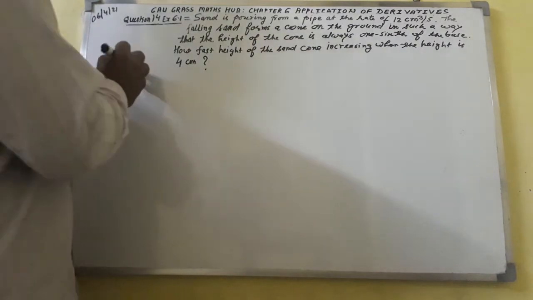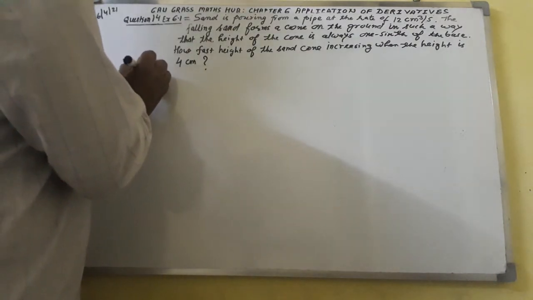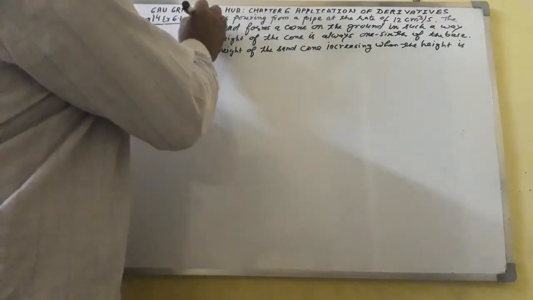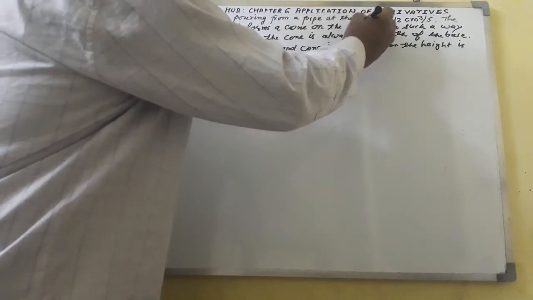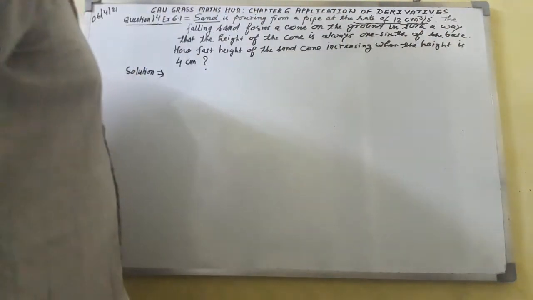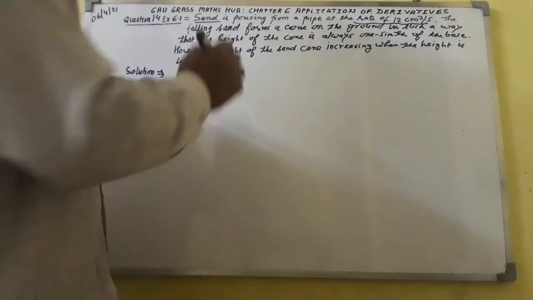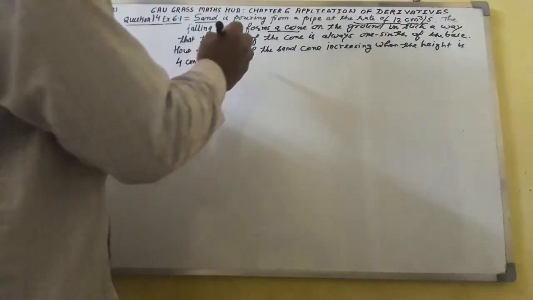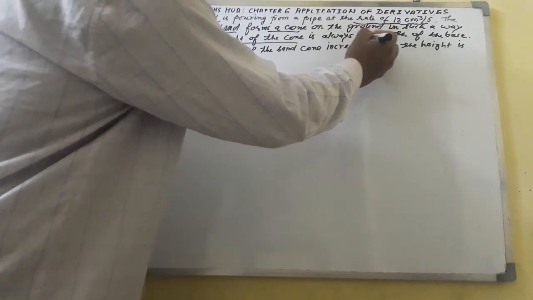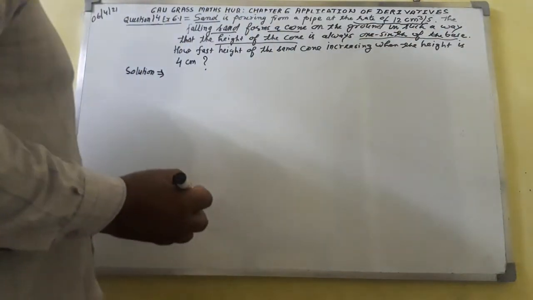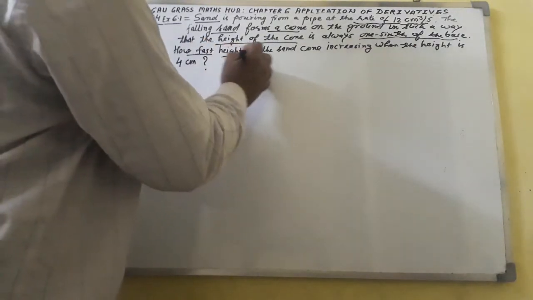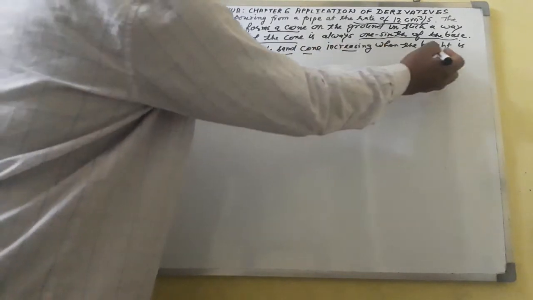Now come to the solution here. Sand is pouring from a pipe at the rate of 12 centimeter cube per second. The falling sand forms a cone on the ground in such a way that the height of the cone is always one-sixth of the base, that is the radius. How fast? Fast means time. Height of the sand cone increasing when height is 4 centimeter.